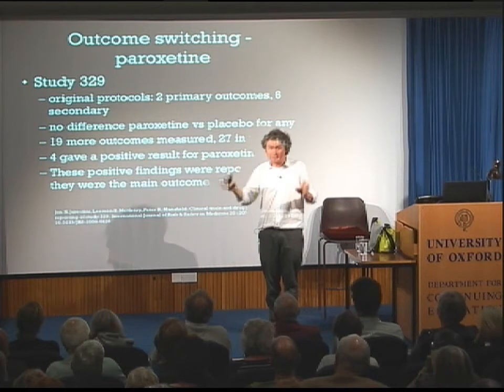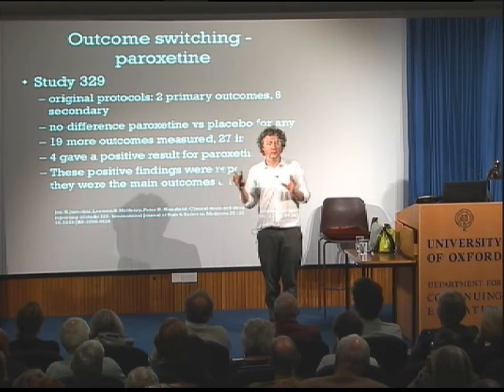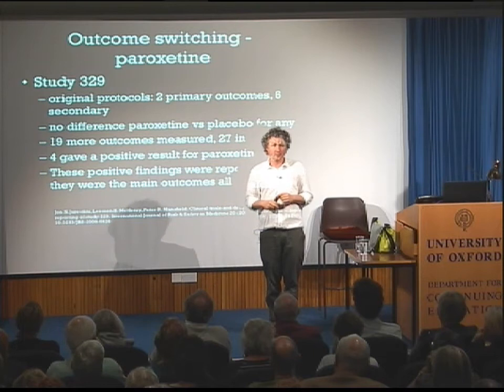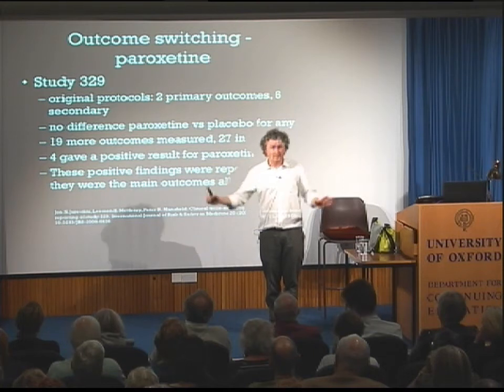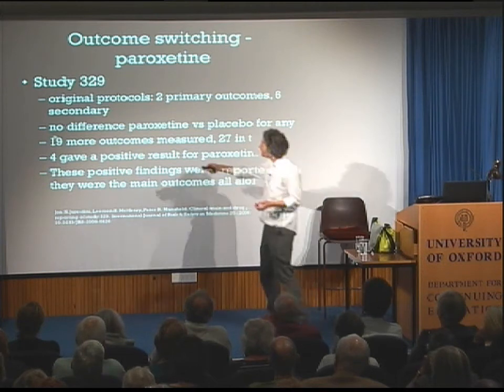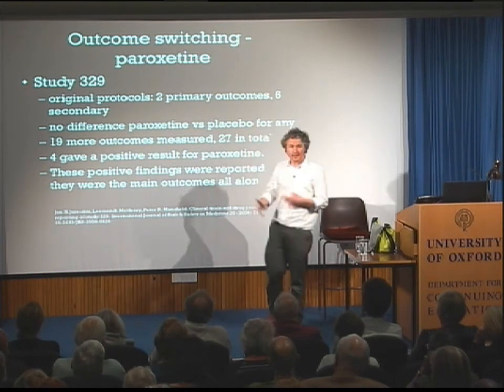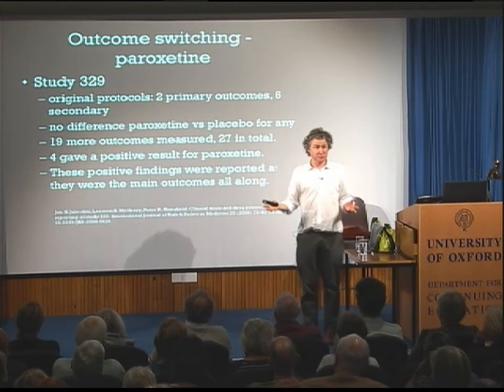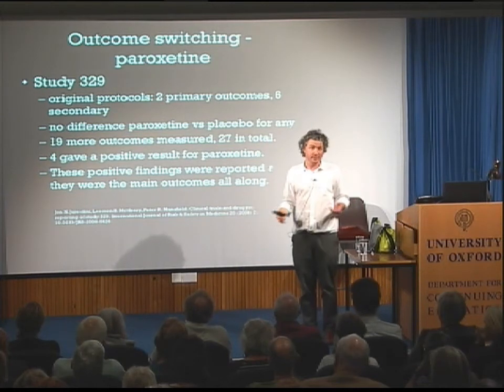So this was a trial with a negative result. It showed that the treatment was no better than a dummy placebo, right? A negative result. But when it was published, it turns out they measured 19 more outcomes as they went along. Like I said, you could find yourself measuring a lot of different things in a depression trial.